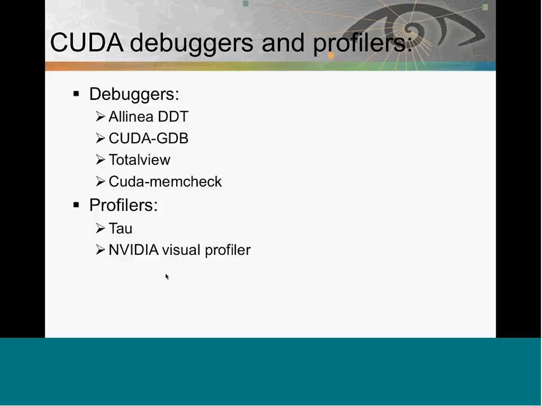And debuggers, how to debug your program. There are a few debuggers available like Allinea DDT and CUDA-GDB, and CUDA memcheck. Memcheck is really helpful if you are getting a wrong index or having memory corruption in your program. Then CUDA memcheck is really important. Profilers, there are two profilers now, including the NVIDIA Visual Profiler, to profile GPU code.